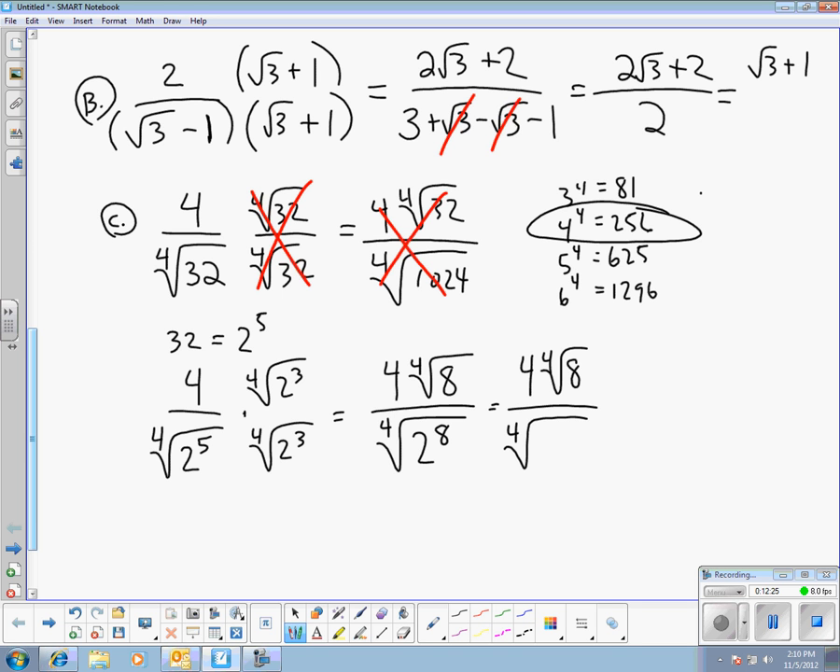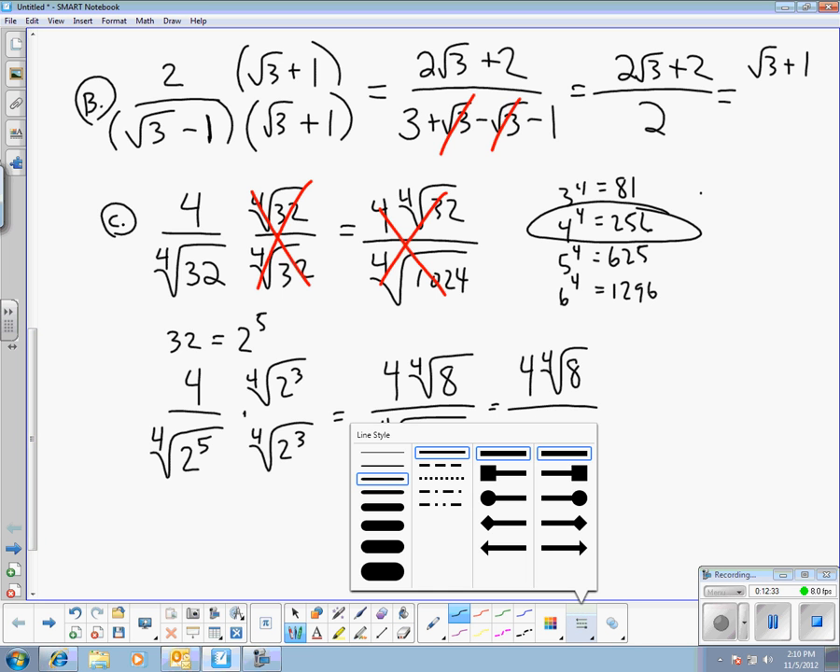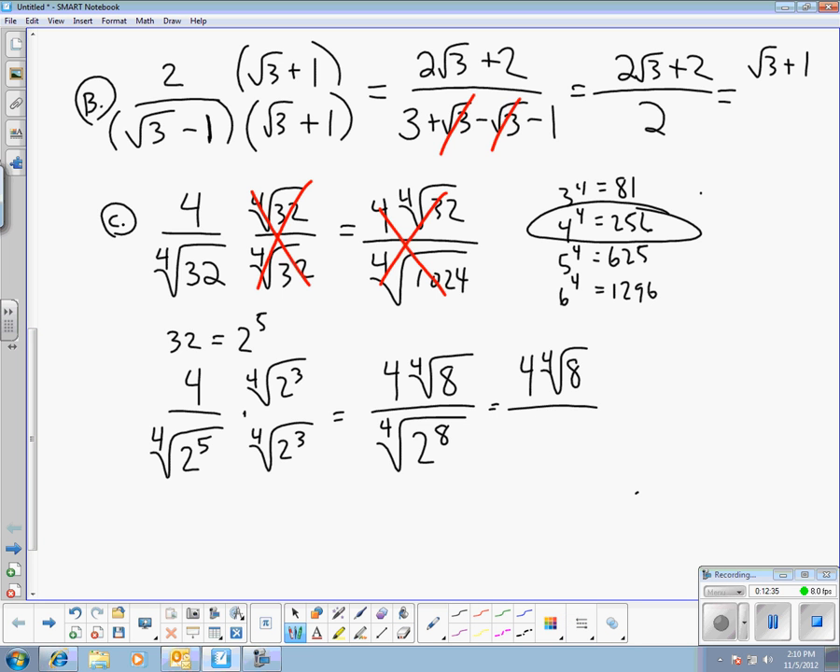and that's one way to think of it as 4. Another way to think of it is I've got the fourth root of 2 to the 8th, which is the same thing as 2 to the 8 over 4, which is the same thing as 2 to the 2, or 4. 4's cancel. Fourth root of 8 is the only thing that's left over.